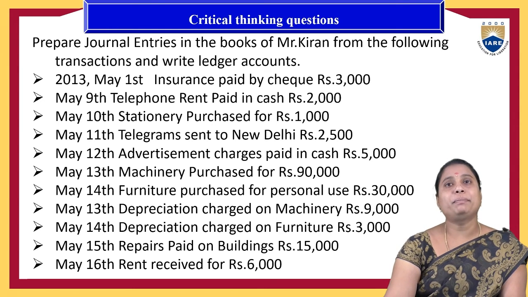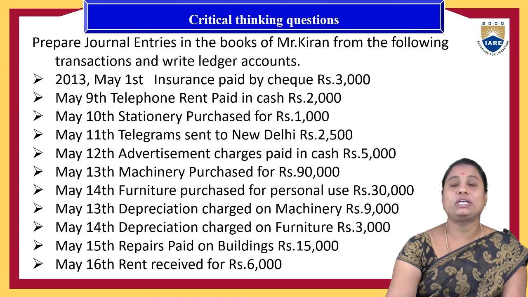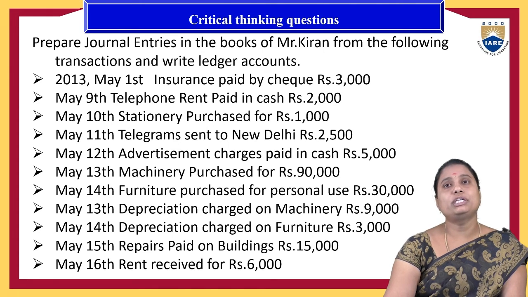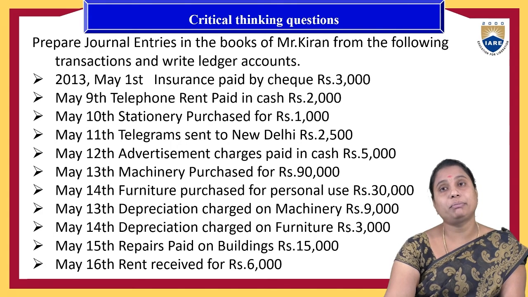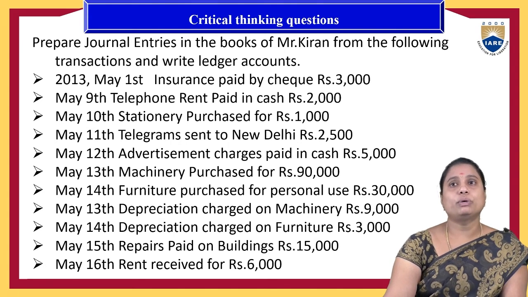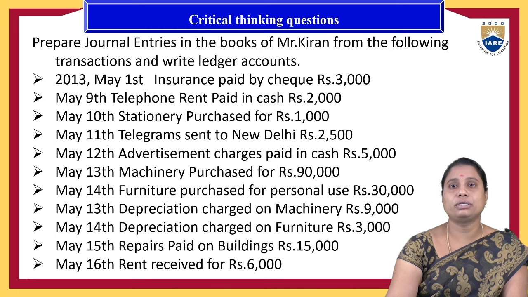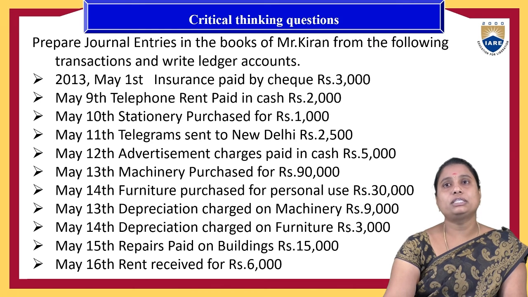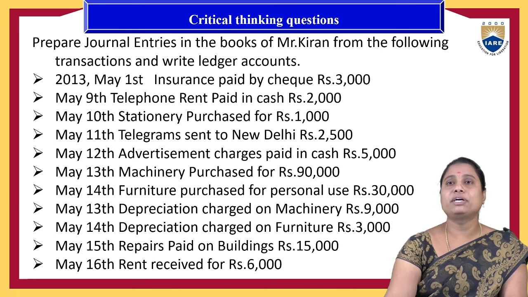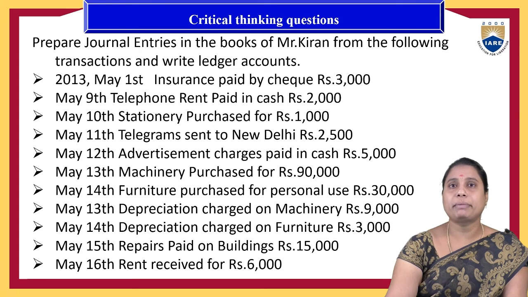Then same thing. Prepare the journal entries in the books of Mr. Kiran from the following transactions and write the ledger accounts. Here we need not prepare the journal, and we can prepare the ledger directly. Wherever the insurance is there, we can round it off, and the debit and credit we need to separate. So insurance paid by check means insurance account and bank account.